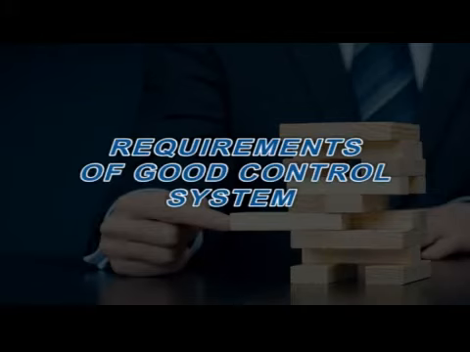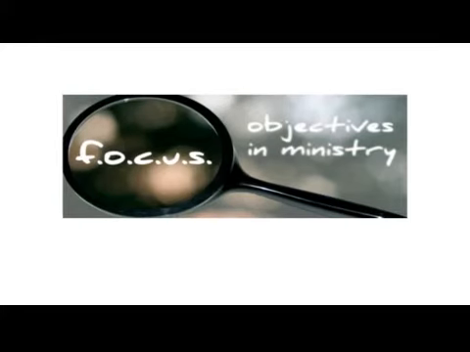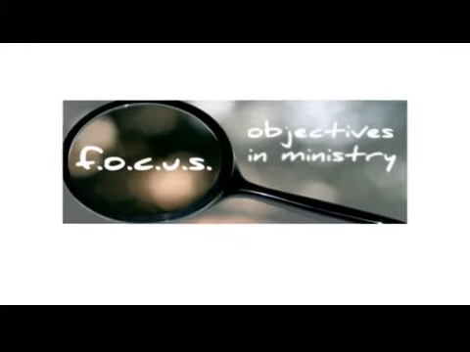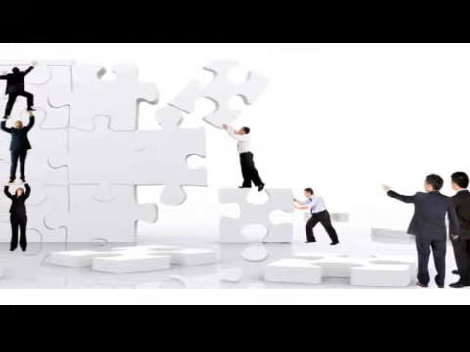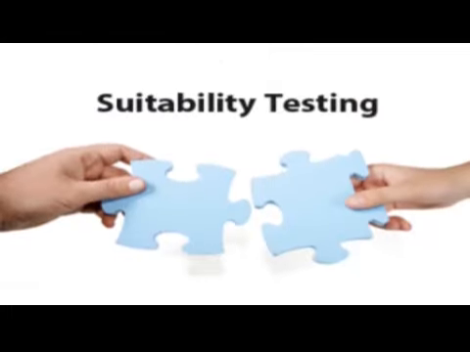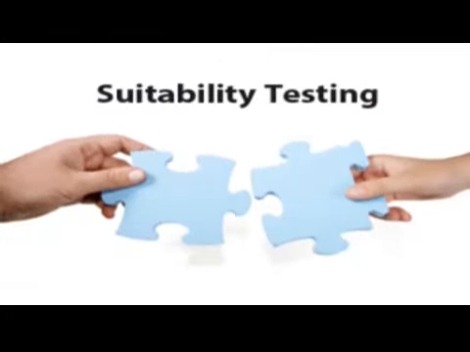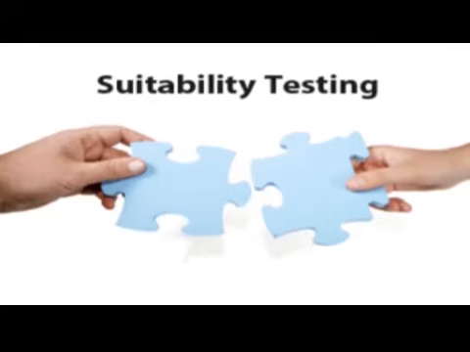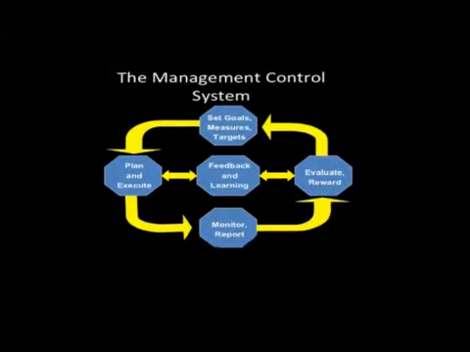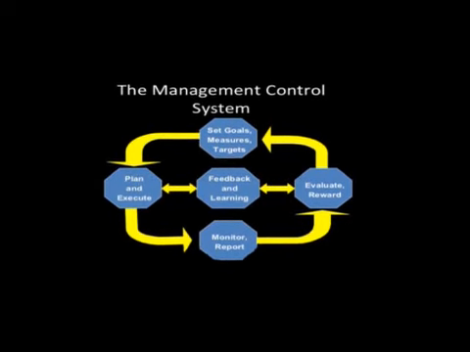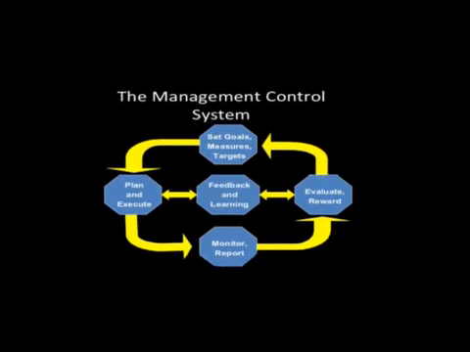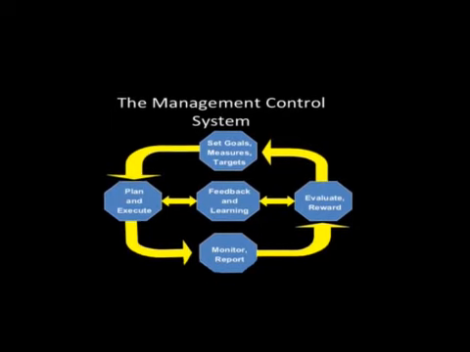Requirements of good control system. The following are the requirements of good control system. First, focus on objectives. The control system should always focus on objectives. It should aim to achieve the objectives of the organization. Second, suitability. The control system should be suitable to the needs of the organization. Third, promptness. The control system should be prompt, that is, it should find out the deviations quickly. This will help the management to correct the deviations quickly.